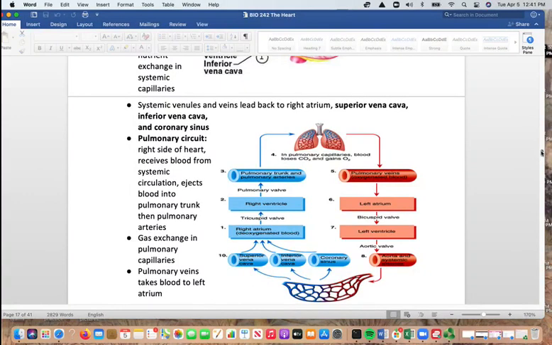So for the pulmonary circuit, this is going to be out the right side of the heart. It's going to go out through the pulmonary trunk and the pulmonary arteries. You'll have gas exchange in the capillaries in the lungs, and then it's going to return through the pulmonary veins into the left atrium. So for a visual, this picture shows nicely what goes on in that circuit.